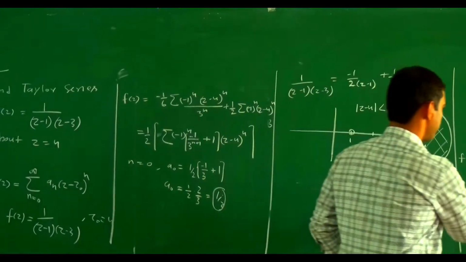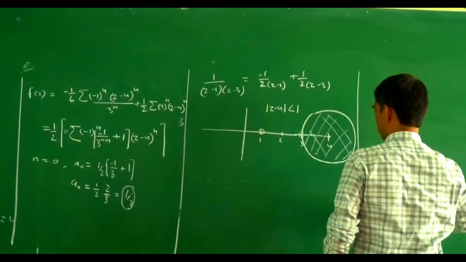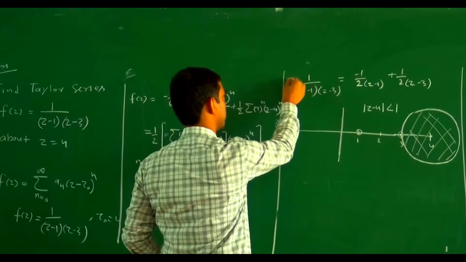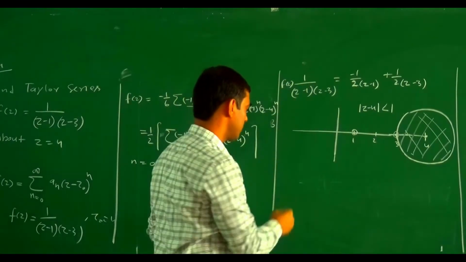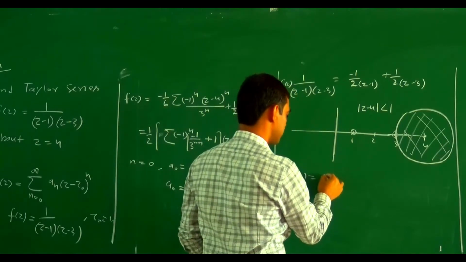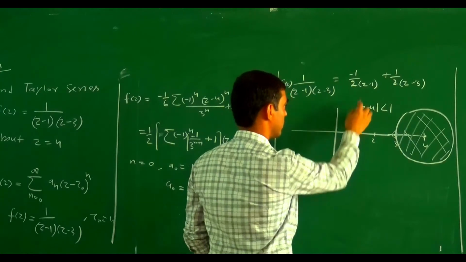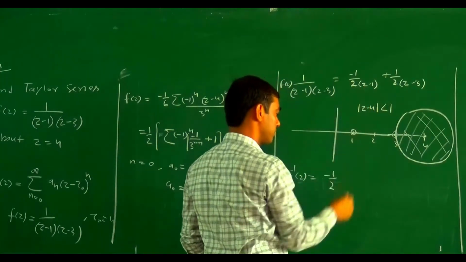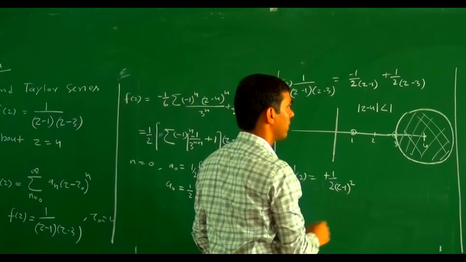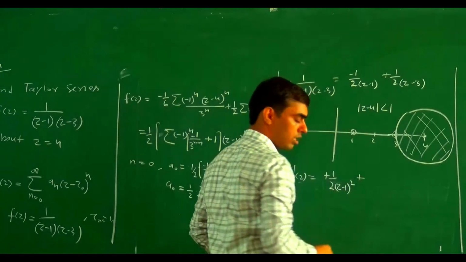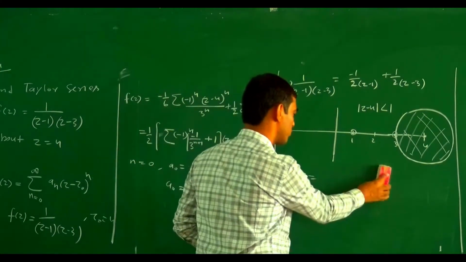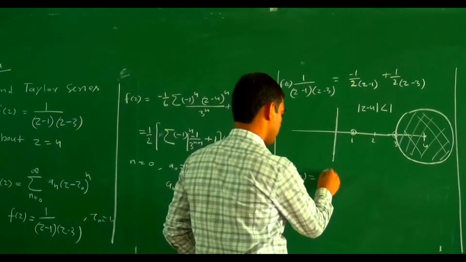Now, here if we try to find it with the help of a derivative, so this one is f(z). What is the value of f'(z)? f'(z) becomes minus 1 by 2 times the differentiation of 1 upon z minus 1, that is (z minus 1) to the power minus 1, so the minus becomes plus and this becomes (z minus 1) squared, plus 1 by 2. It becomes easier if we write 1 by 2 outside.